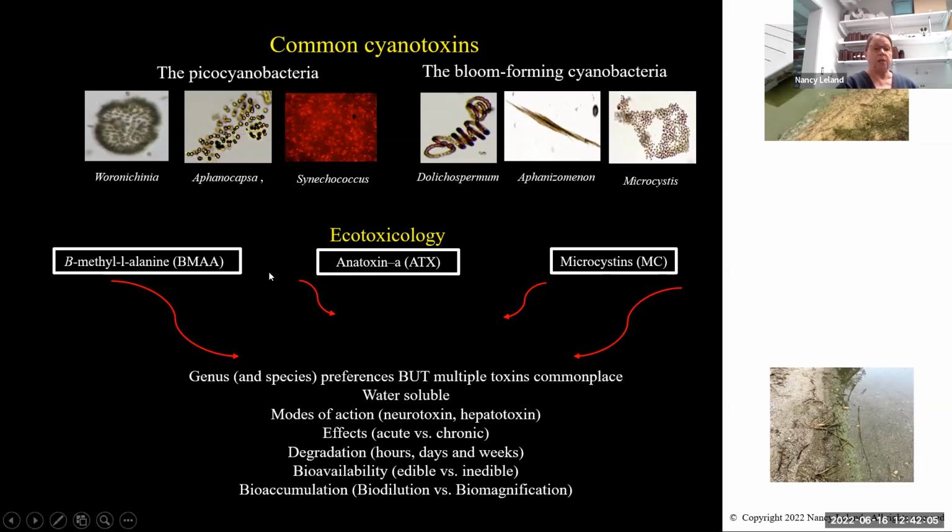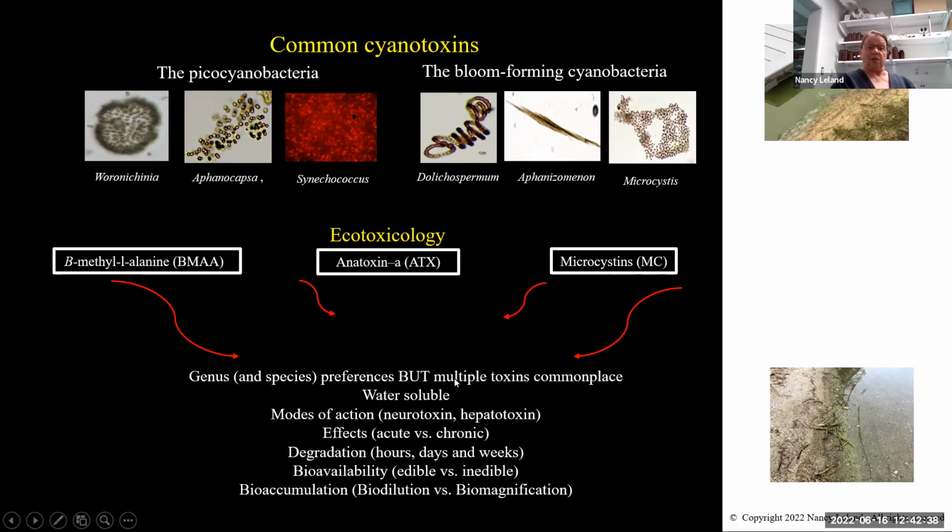The first one is the BMAA, the B-methylalanine, and the anatoxin A. And you'll see that I have these organized where the BMAA and the anatoxin are more aligned up with these picocyanobacteria, because those are the toxins that we typically see being produced by the picocyanobacteria. And then as you move towards bloom-forming cyanobacteria, you can also have the anatoxin A and the microcystins as well.